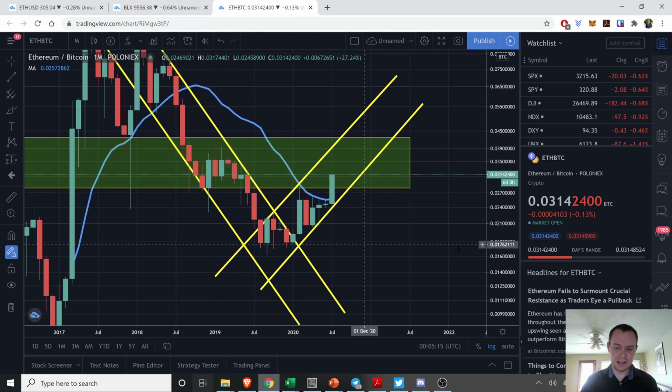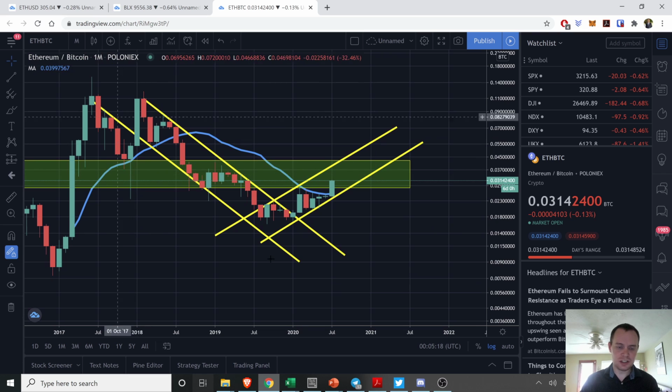This was one of those charts that I showed a while ago. I just drew these trend lines, not that they mean anything, but just to guide the eye, so you can see this general downtrend here, and then the general uptrend that we've transitioned to. This is Ethereum versus Bitcoin.